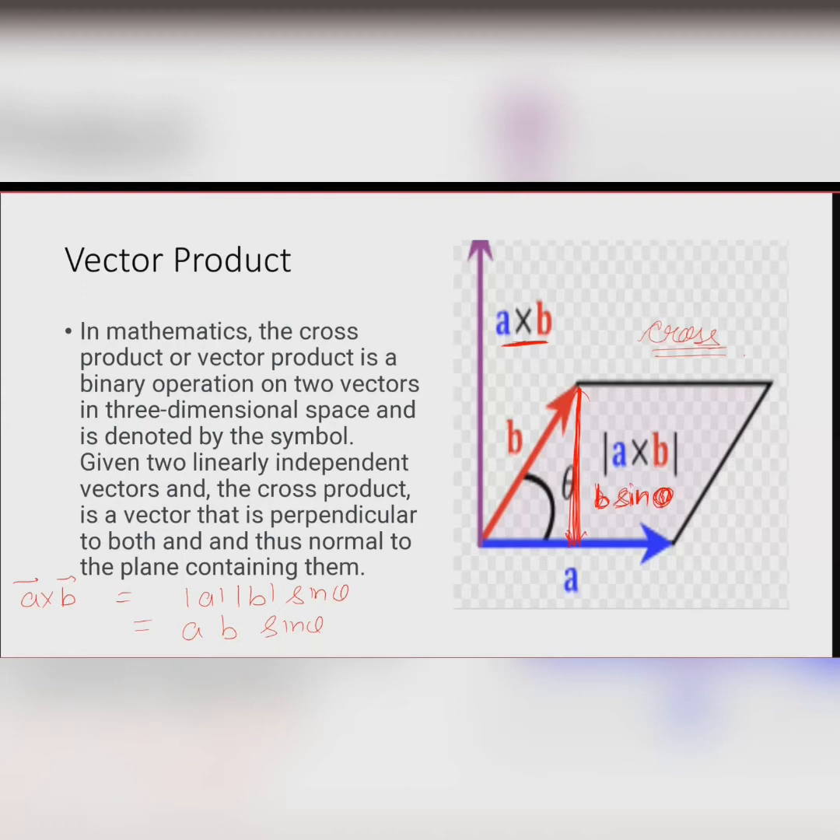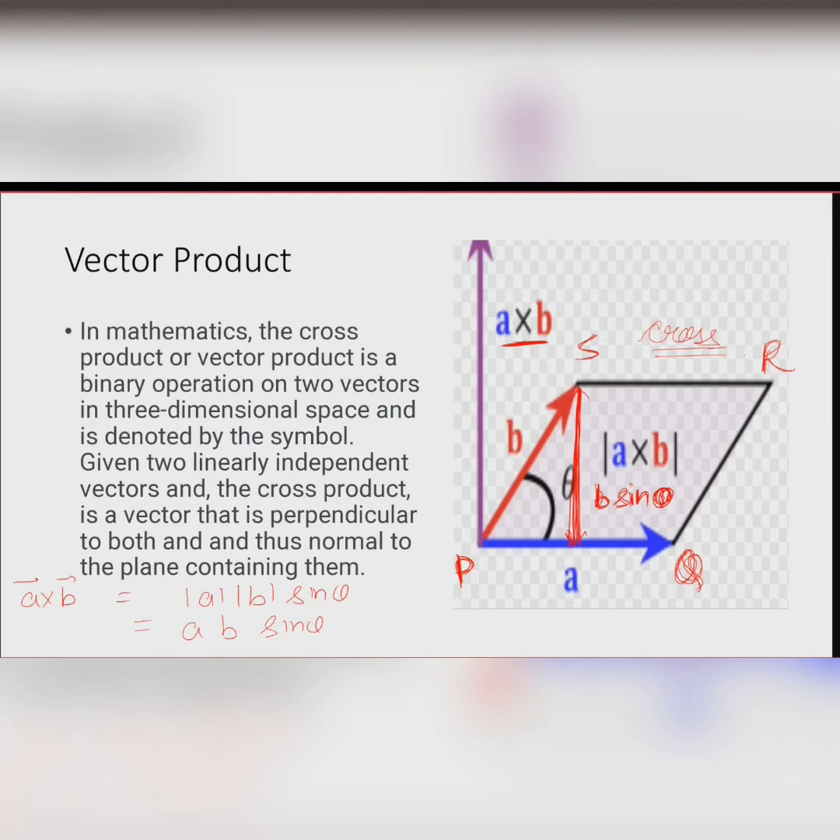Now looking at this figure, can you tell me what is A into B sine theta? Let's give this parallelogram a name, P, Q, R, S. How do we find the area of a parallelogram? Base into height. What's the base of this parallelogram? A. And what's the height? B sine theta. So can you now give me the geometrical interpretation of the vector product? What is it actually giving me? It gives the area of the parallelogram SPQR.